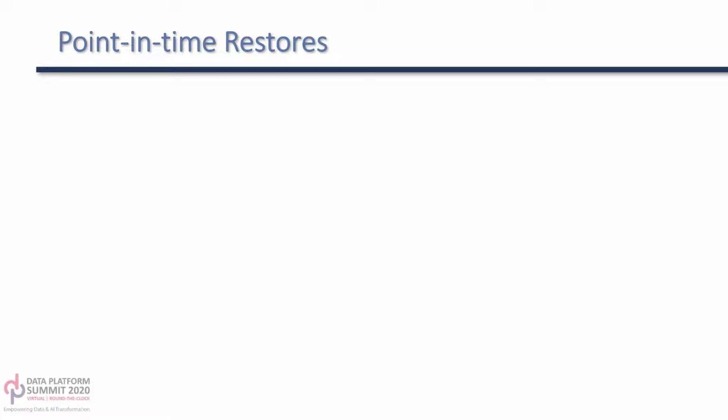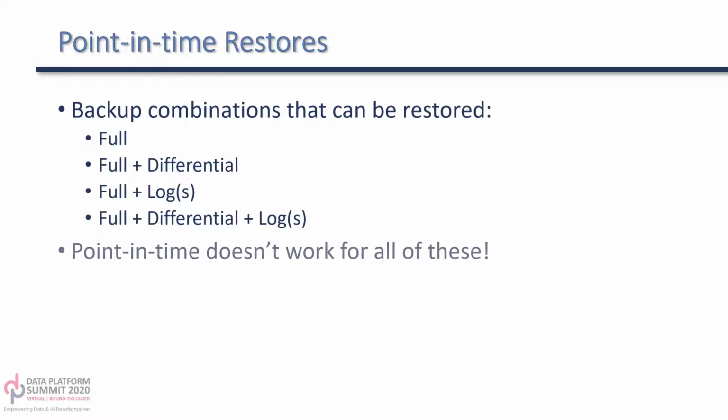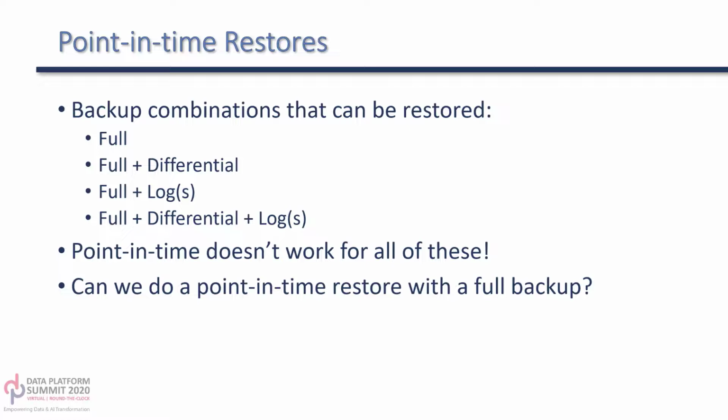Now, there's lots of different combinations of backup types that can be restored, right? You can restore a full backup, you can restore a full and apply a differential to it, you can apply log backups to a full backup or to a combination of full and differential backups. So you have different combinations of backups that can be restored. Point-in-time restore does not work for all of these. It only works for restore combinations involving a transaction log. You have to have a transaction log to be able to do a point-in-time restore. Can we do a point-in-time restore with a full backup? Yes, but only if we have a log backup as well. If you only have a full backup, then this isn't something you can do.